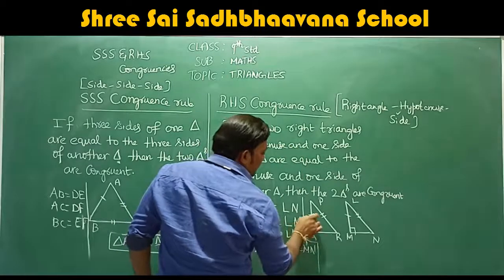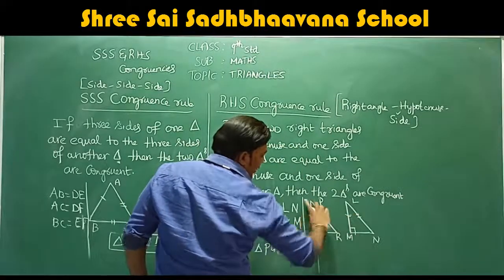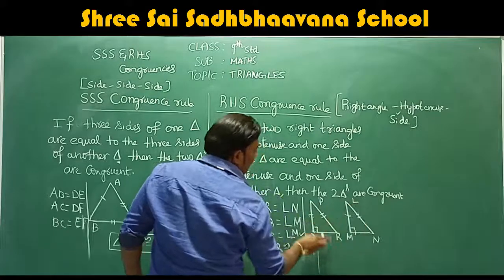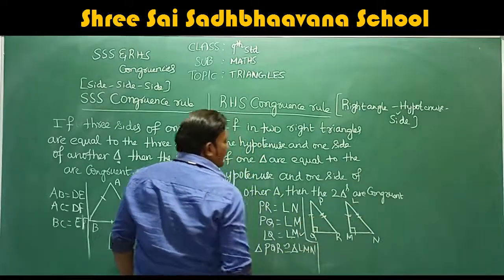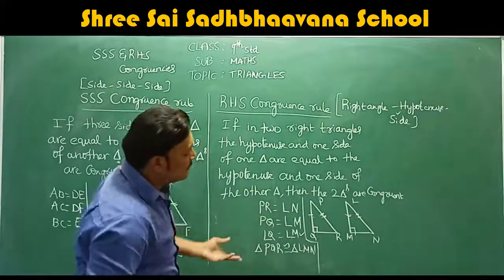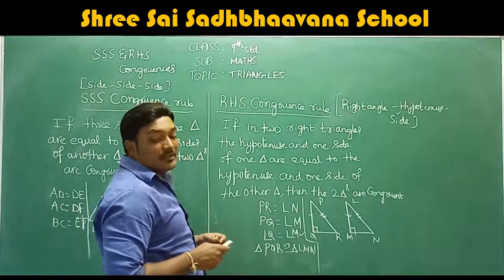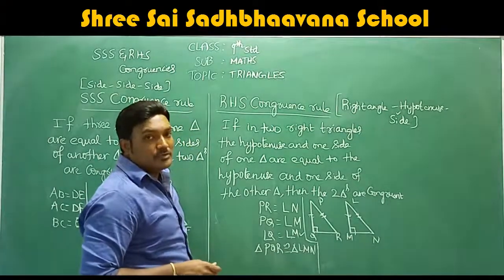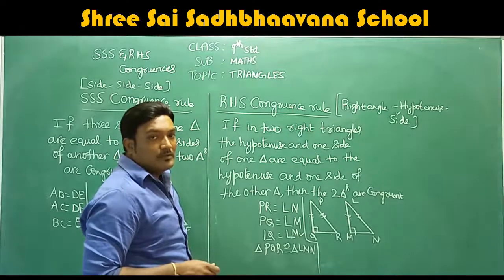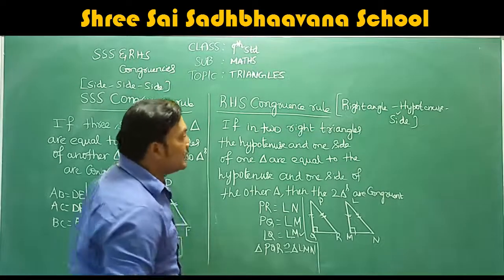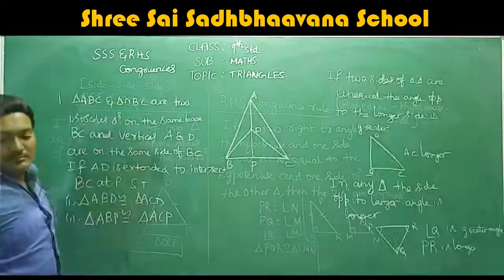And PQ is equal to LM. Side PQ and its corresponding side, they are also equal. And hypotenuse PR and hypotenuse LN, they are also equal. So we can say that these two triangles are congruent to each other. Okay. So let me do some sums based on this.